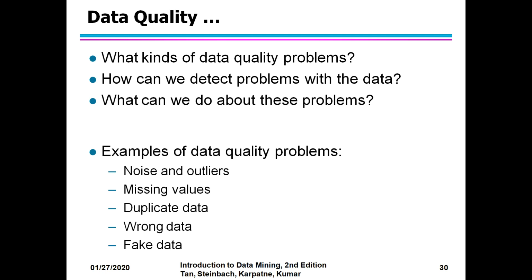Examples of data quality problems are noise and outliers, missing values, duplicate data, wrong data, and fake data. All these are examples of poor data quality. Because of noise and outliers, the data may be poor. Because of missing values, the data may be poor. Because of duplicate data, wrong data, or fake data, the data may be poor.